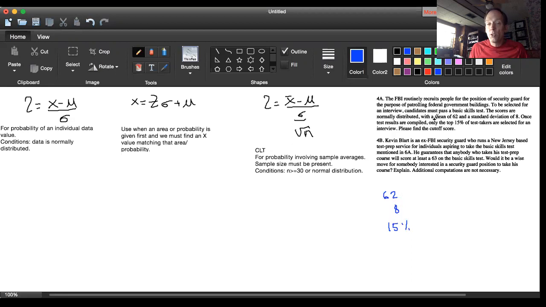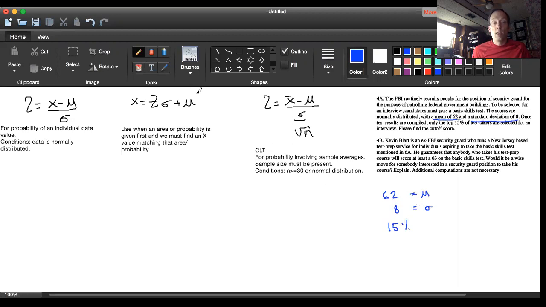So first I'm thinking, let's get these numbers labeled. When they mentioned the 62, that was in the context of a mean. This must be my population average mu because I don't have any information about a sample in there. Now the 8 is mentioned along with the standard deviation, so this must be my population standard deviation sigma. And what I have to do is find out what score corresponds with the upper 15%.